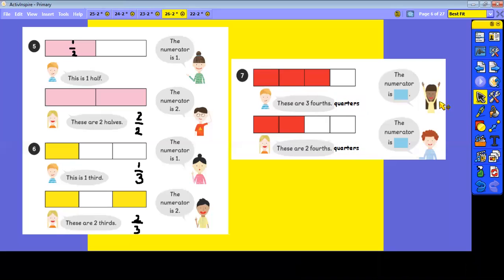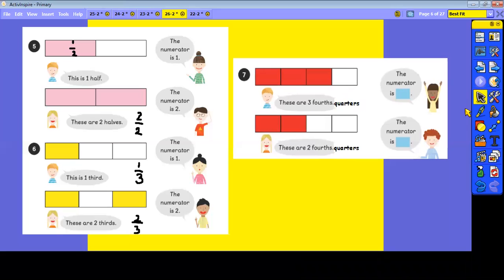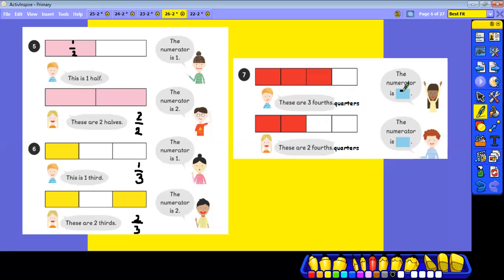So Lulu needs some help. What's the numerator going to be here? The numerator, how much is shaded? That's right. Okay, oops, need my pen. 3. And the numerator here? How many parts are shaded? 2. But the denominator would be what? If it's fourths or quarters that we're working in. 1, 2, 3, 4. 4 equal parts.